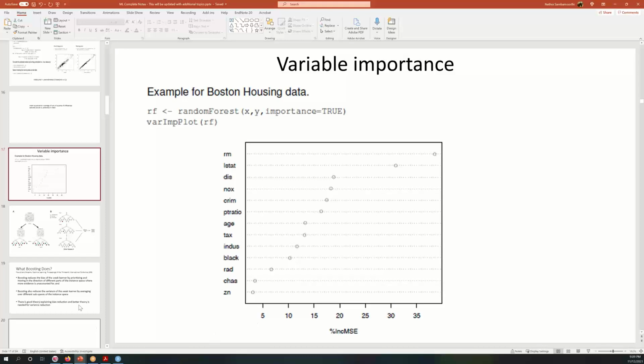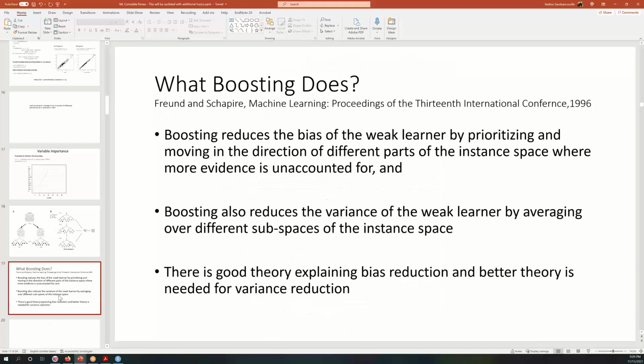So that is the minimum level of comfort that we can give to people by using varImpPlot. That is for random forest.